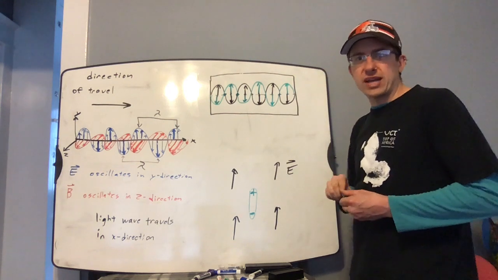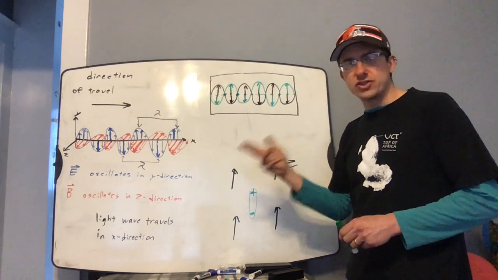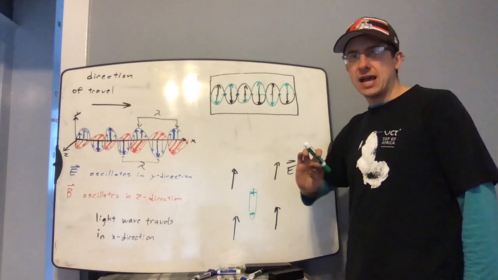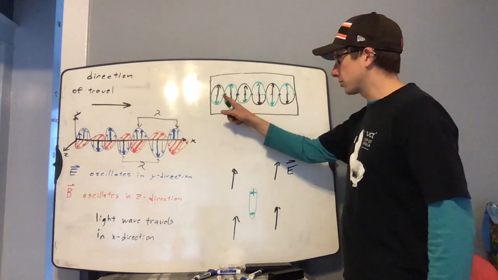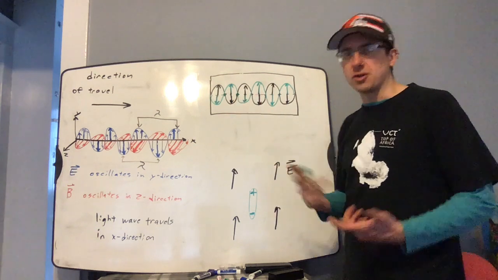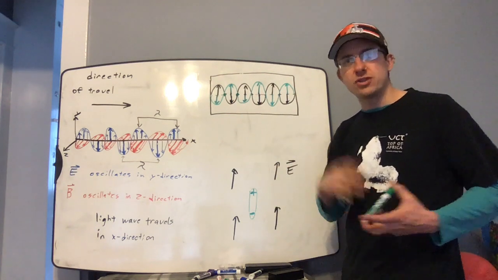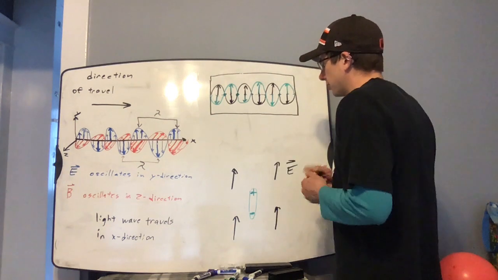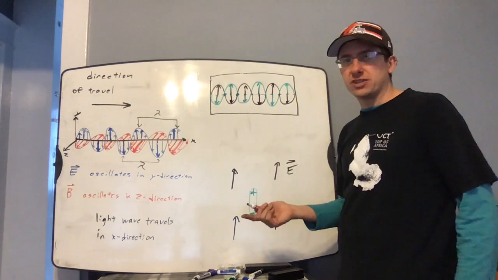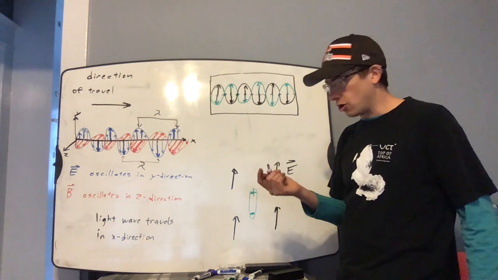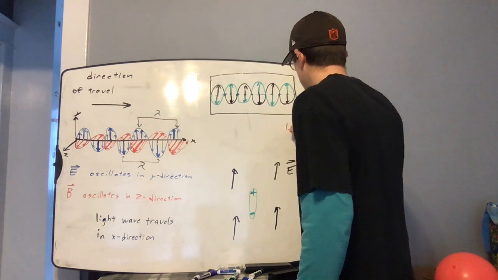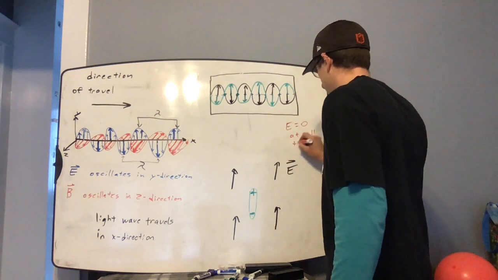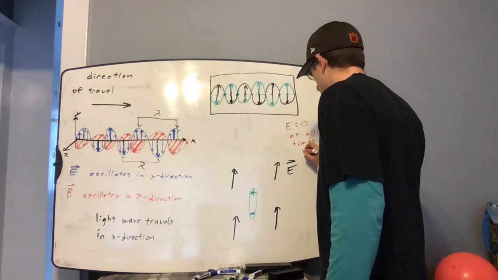So at some locations, the electric field is always going to be really strong, but keeps flipping between up and down. At other locations, the electric field is pretty much 0 at all times. And in between those locations, you have something in between those two. Now, the locations where the electric field is 0 at all times is called a node. So E equals 0 at all times is a node.